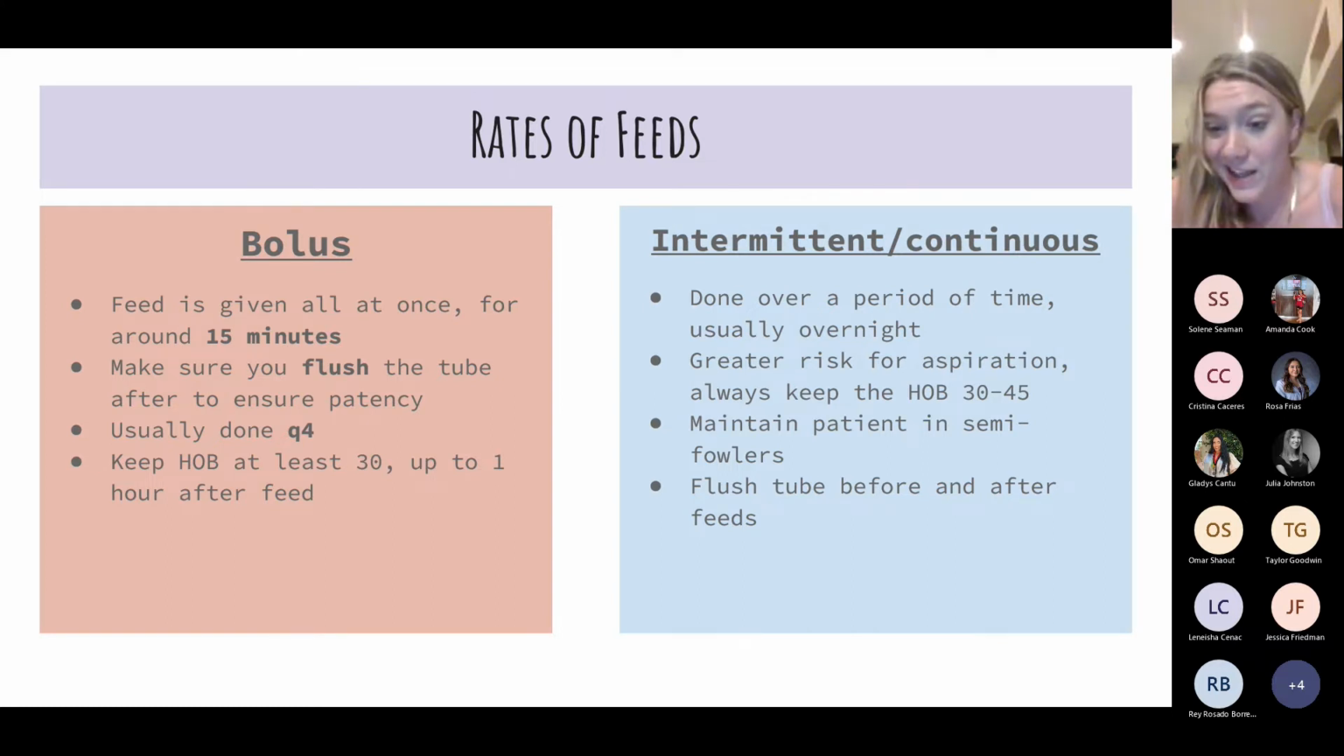Before we ever put anything in any of the tubes that they might have, their enteral tubes, we want to make sure that we flush it before to make sure that it's working, and then we need to flush it after to clear it out to ensure patency. And then when you're giving any sort of feed, at minimum, the head of bed should be at 30 degrees or higher. We have intermittent feeds. This is done over a period of time. With these, it's really important to make sure that we are putting the patient in semi-Fowler's so that they're sitting upright throughout the entirety of enteral feeds to reduce that risk of aspiration.